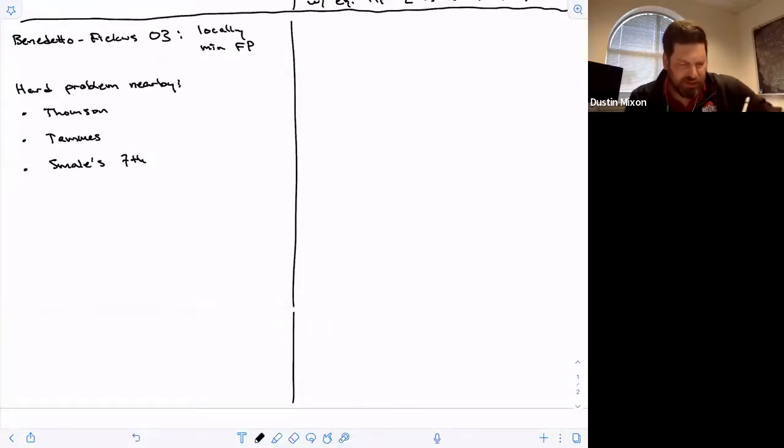The reason these problems are so hard is that there seems to be exponentially many local minimizers to these things. And this is something of a defect in the objective function and the potential you're trying to minimize. What the Benedetto-Fickus theorem says is that the frame potential does not share this defect.